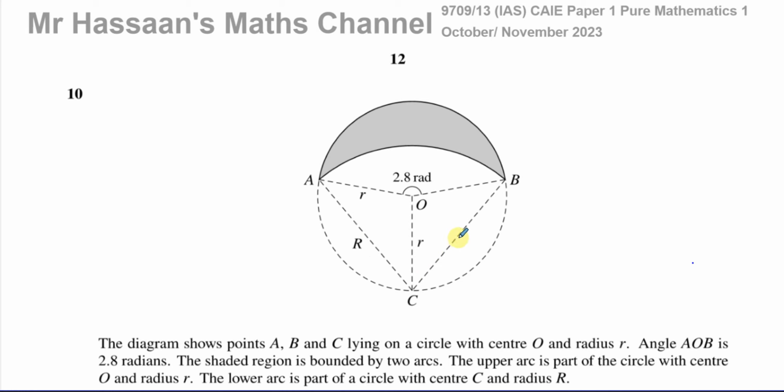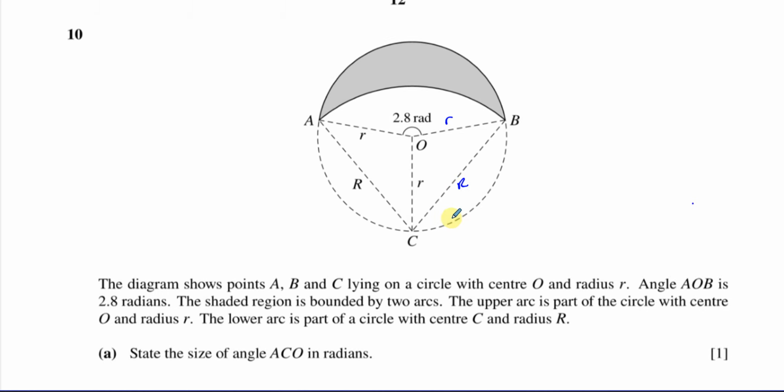So this is R. That means this must also be R. And of course, this is small r. Right? So these two triangles, you can see that they're congruent triangles because they have the same length of the sides. All three sides are exactly the same. They're congruent triangles. Okay. Now, so state the size of angle ACO in radians. ACO is this angle over here.